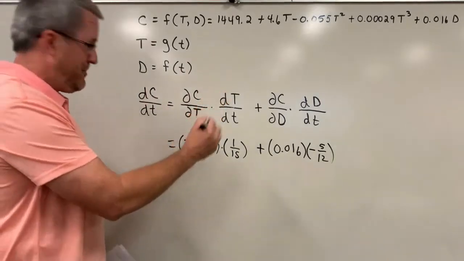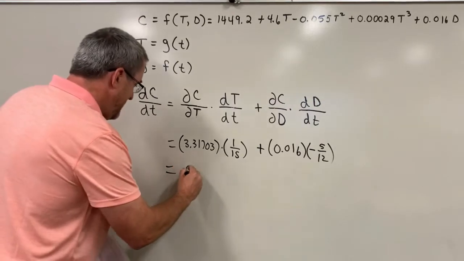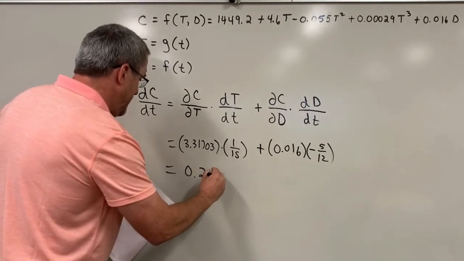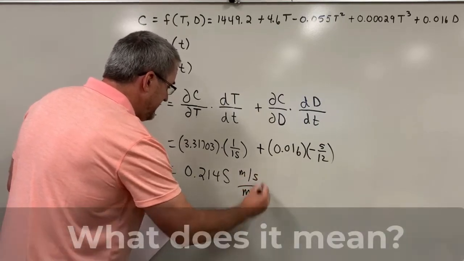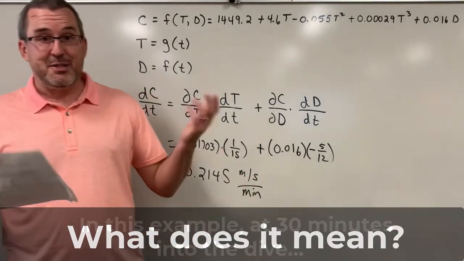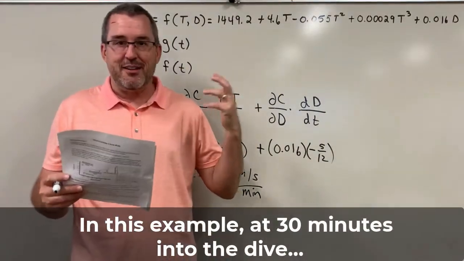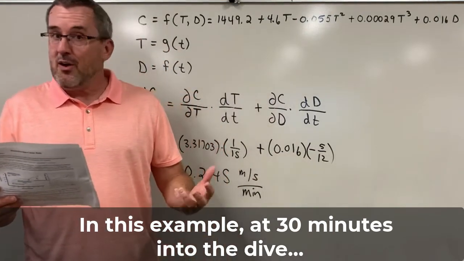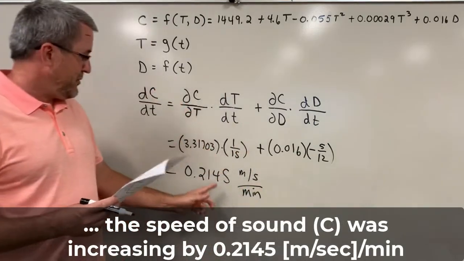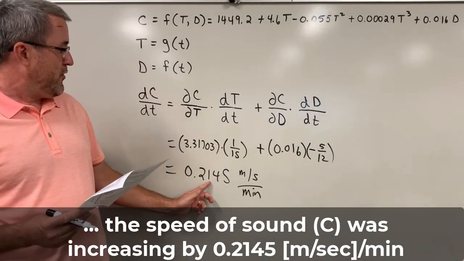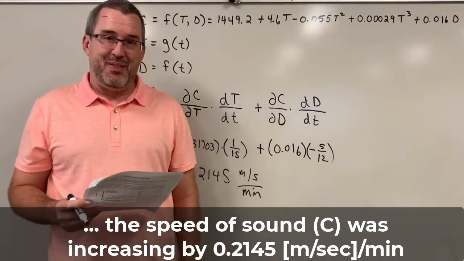So we just crunch the numbers. Grab your calculator, throw it in there, and here's what I get. It comes out to be 0.2145, and again, meters per second per minute. So the bottom line is, in this particular scuba diving incident, based on the graphs that you have, based on that formula from that paper, what we can claim is 30 minutes into this dive, the speed of sound was increasing by 0.2145 meters per second for every minute into the dive at the 30-minute point in the dive.